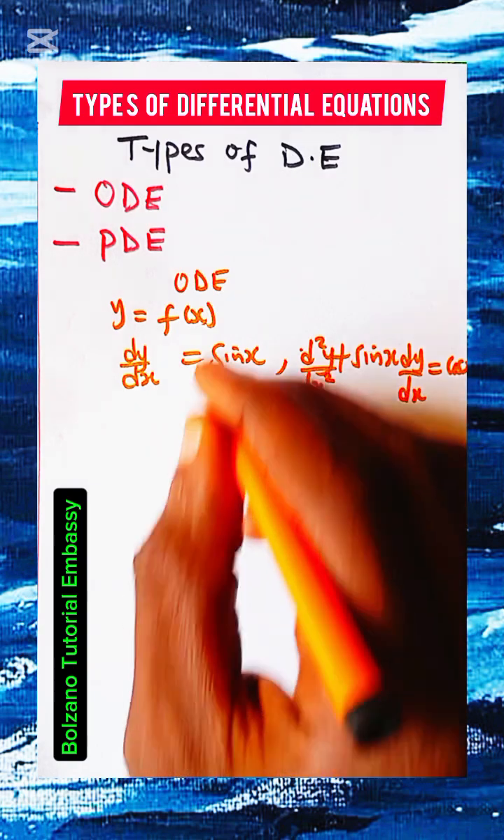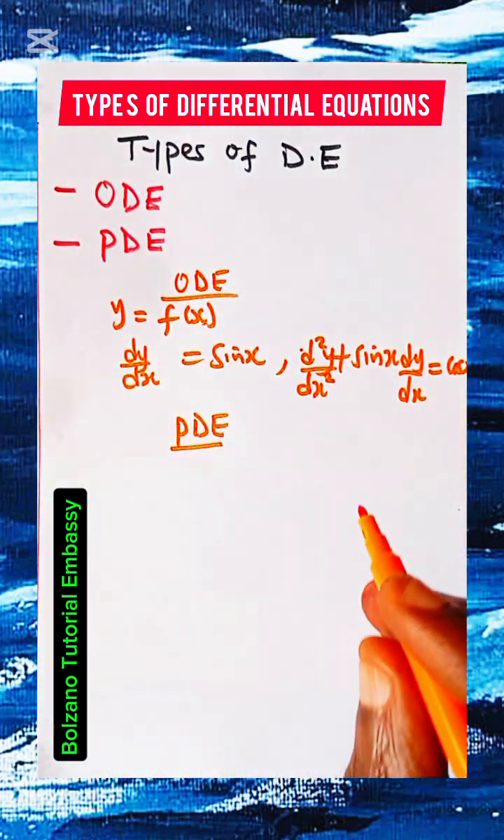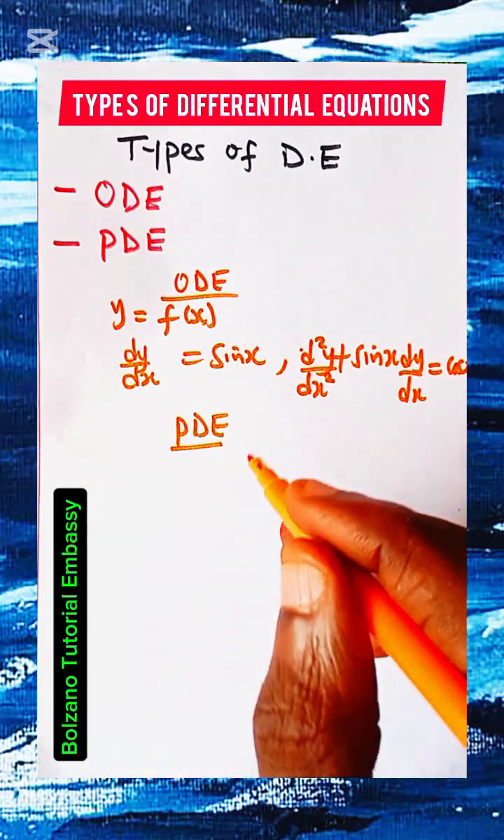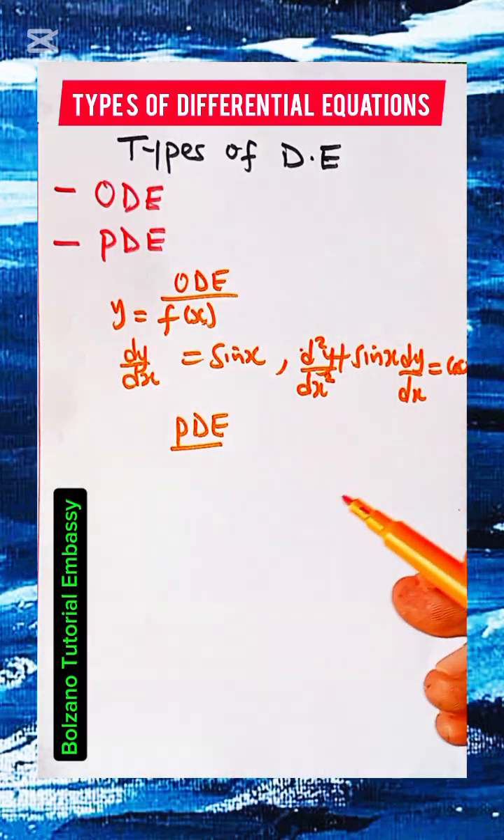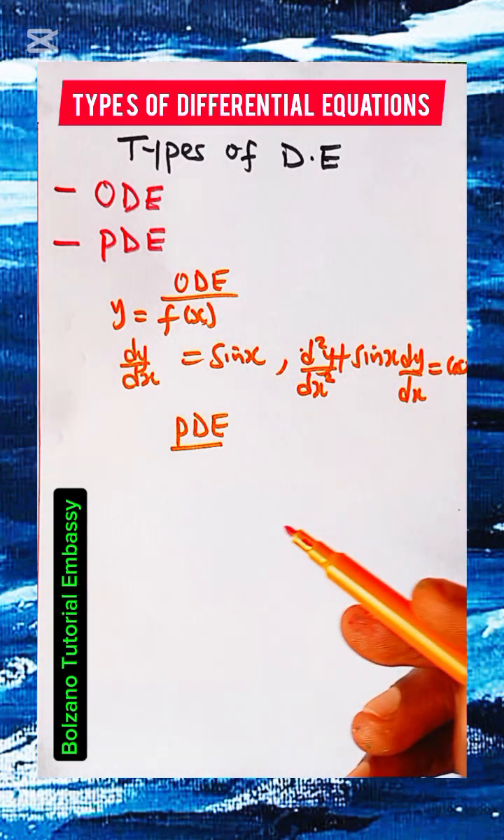Then let's look at the second one, which is PDE, partial differential equation. A partial differential equation involves multiple independent variables, and this kind of differential equation is usually used to describe systems with more complex behaviors, such as heat transfer, fluid mechanics, quantum mechanics, and so on and so forth.